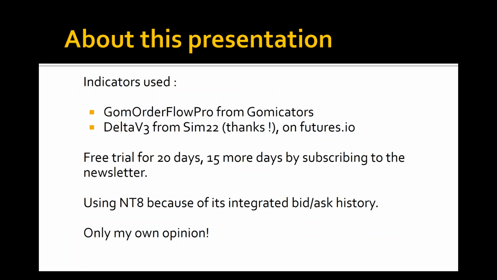In this presentation, the indicators that will be used are the GOM Order Flow Pro from Gomicators for all the order flow showing, and the Delta V3 indicator from Sim22. I'd like to thank him, because he has done a very good job, and it's available for download on Futures.io. It's the NT8 version of what existed as the GOM CD on NinjaTrader 7.